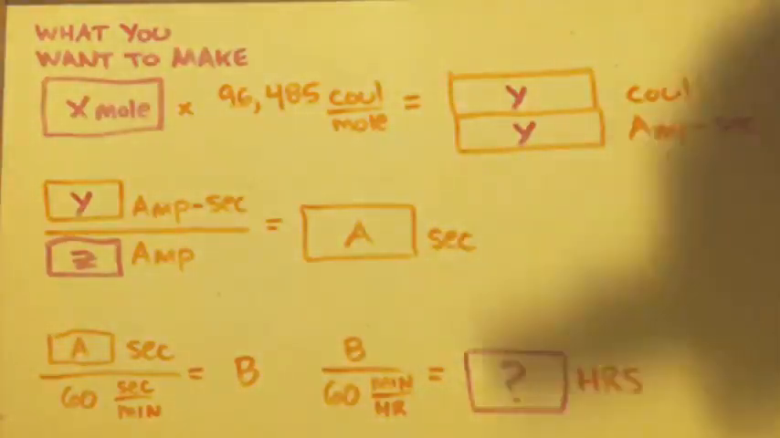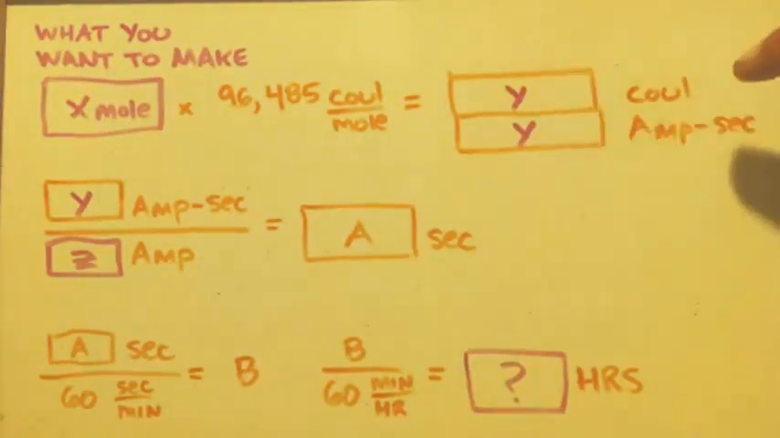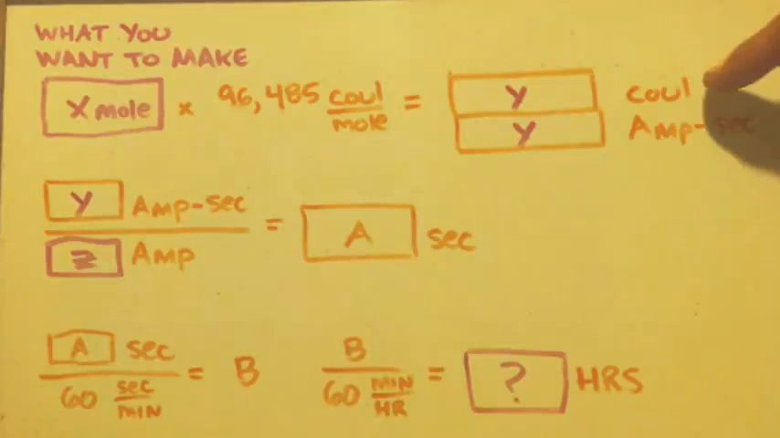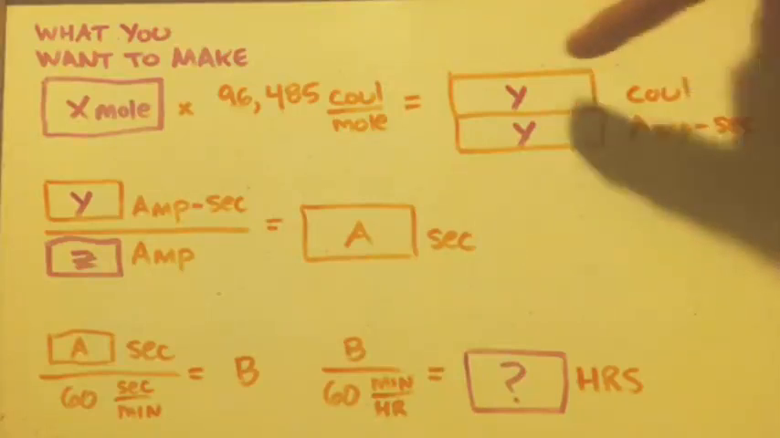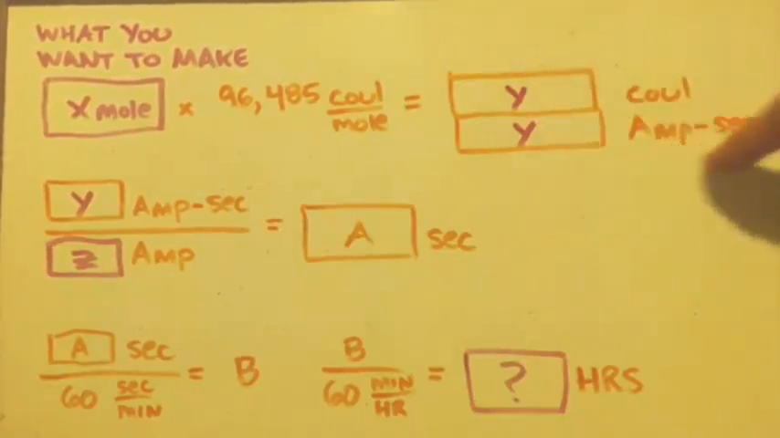Let's say we wanted to make 1 mole. We would multiply it by Faraday's constant, and we would get Y. And that's in coulombs, right? Because the moles cancel out, and you're left with coulombs. But coulombs and amp seconds are the same exact thing. So your answer Y, you can just transfer over here and change the units, right?